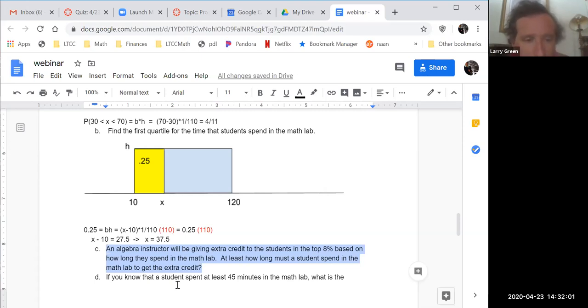Let me read it. An algebra instructor will be giving extra credit to the students in the top 8% based on how long they spend in the math lab. At least how long must a student spend in the math lab to get the extra credit? I want to give you a minute or two to see if you can work this out. And you probably want paper and pencil so you can draw your rectangle and work it out. And the hint is it's not that different from part B, but there is a difference other than just the number.